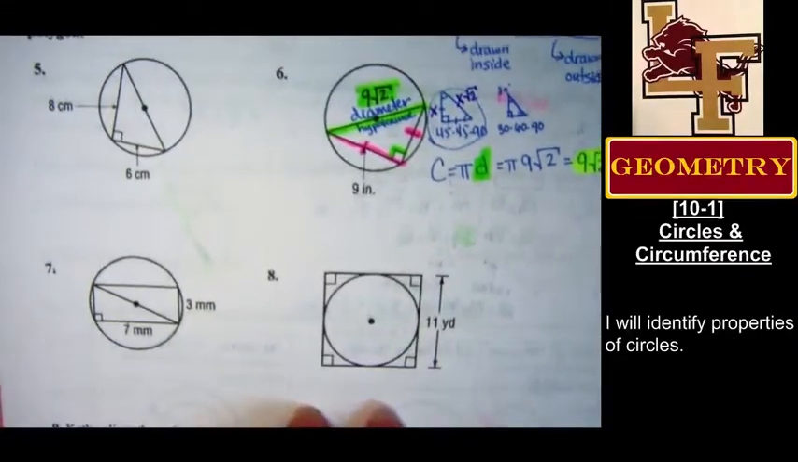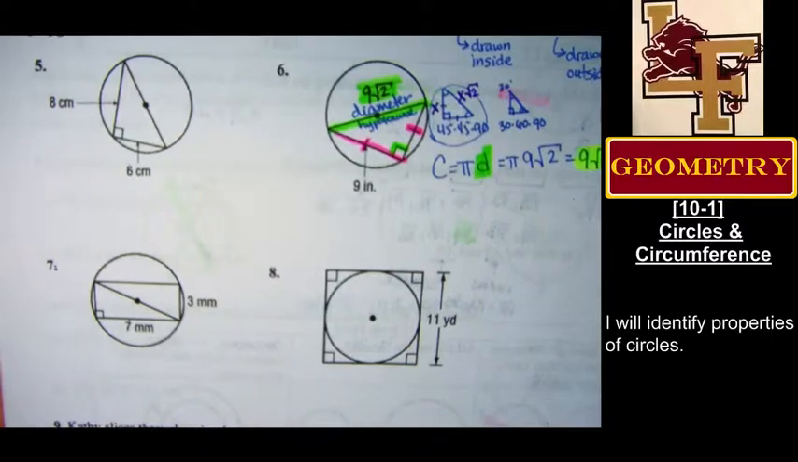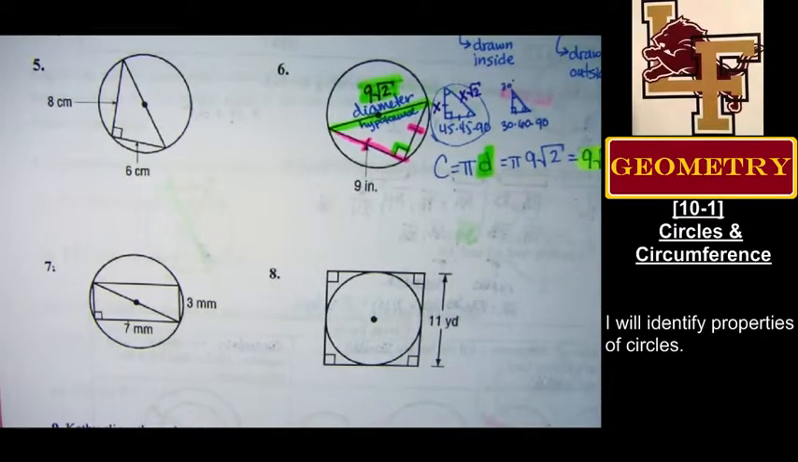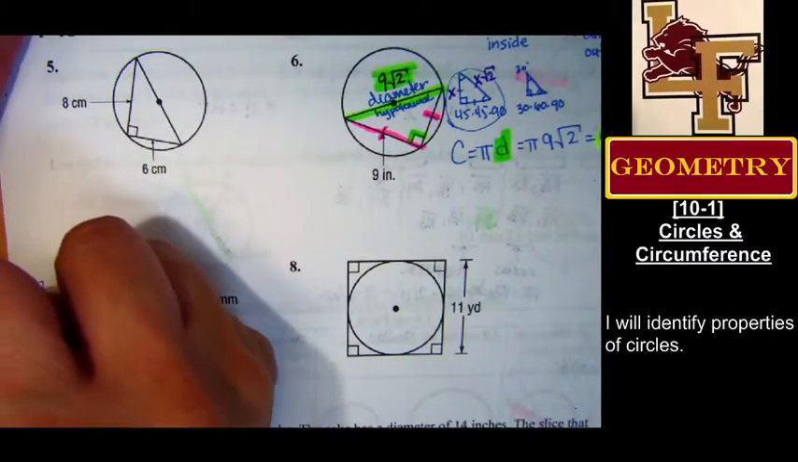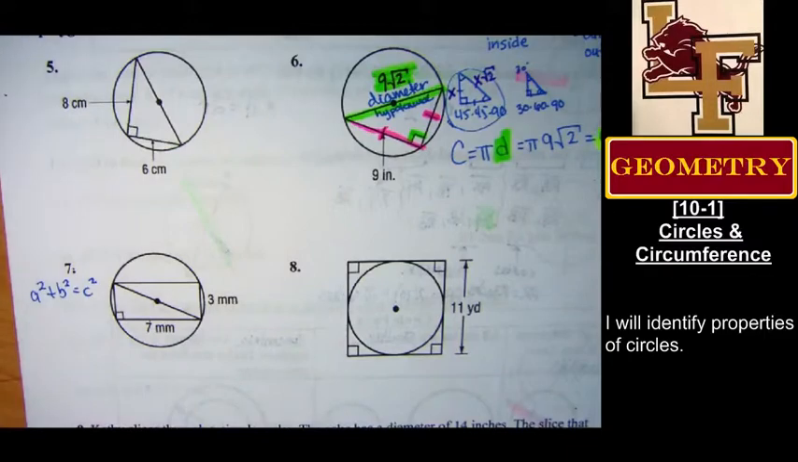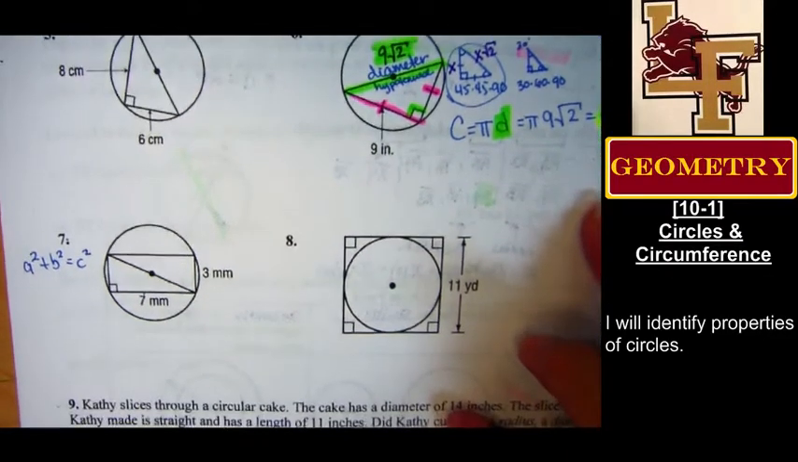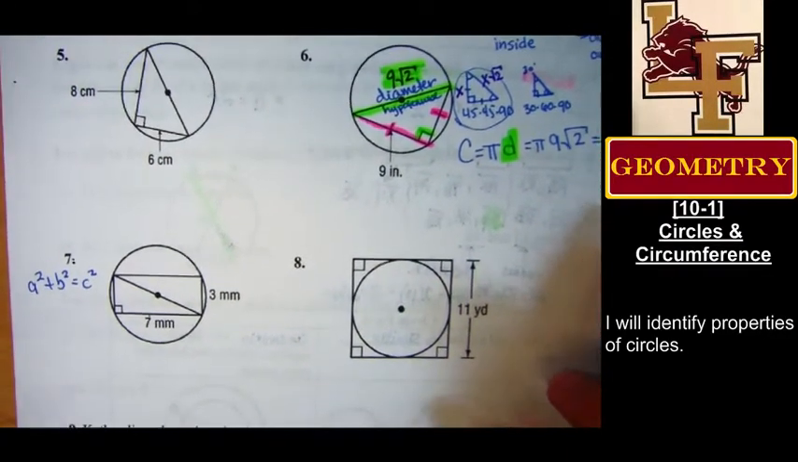Do you feel that you could do 5 or 7? You may have to go to the Pythagorean theorem. Do y'all remember the Pythagorean theorem? A squared plus B squared equals C squared. What she said. Write it down. Do you think you could use the Pythagorean theorem on these triangles?